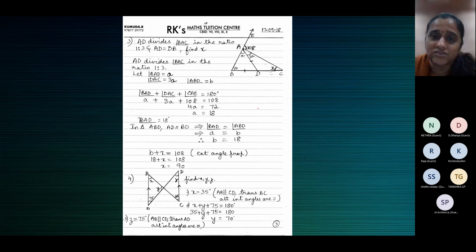When a transversal intersects two lines, corresponding angles are formed. But when a transversal intersects two parallel lines, the corresponding angles formed are equal.